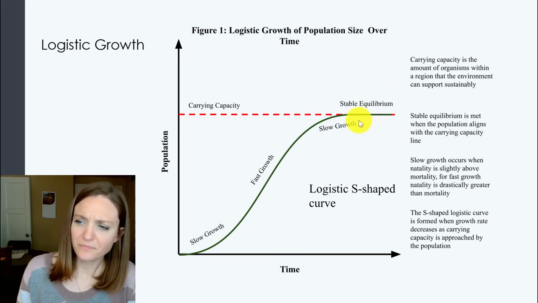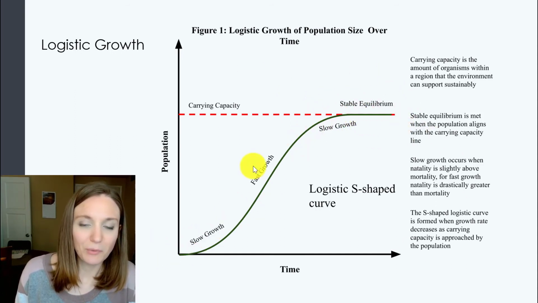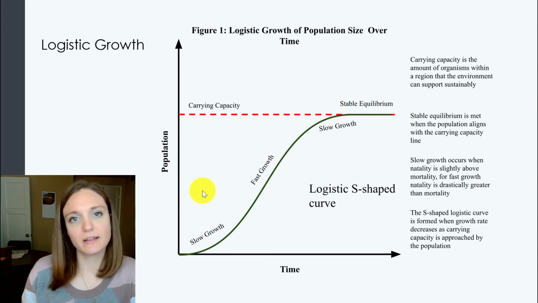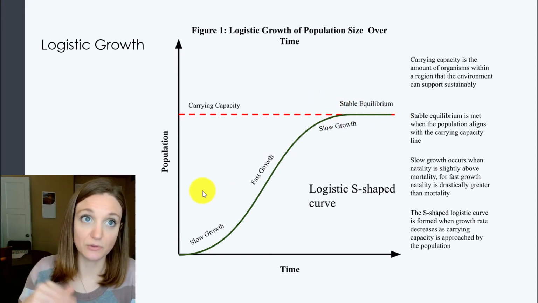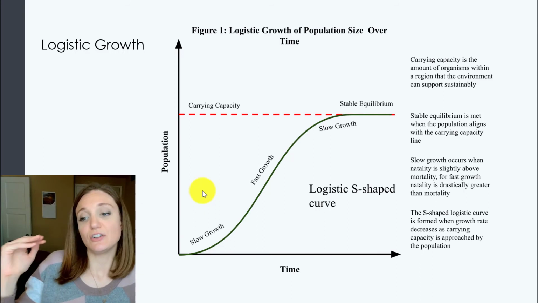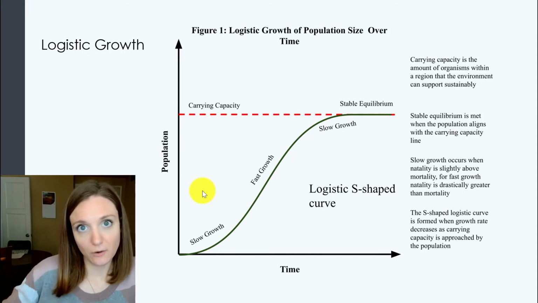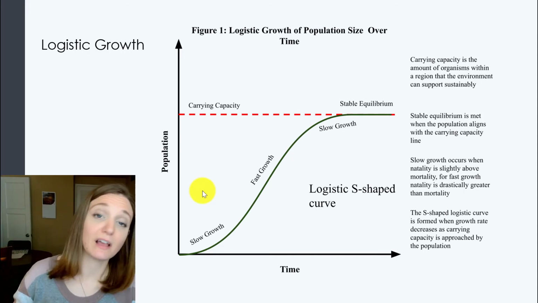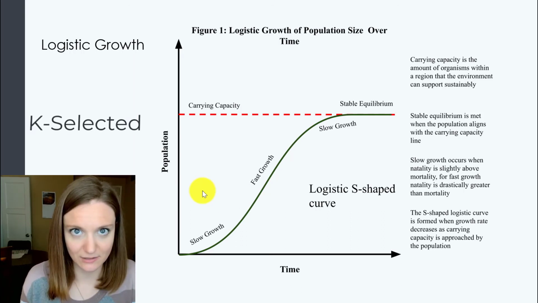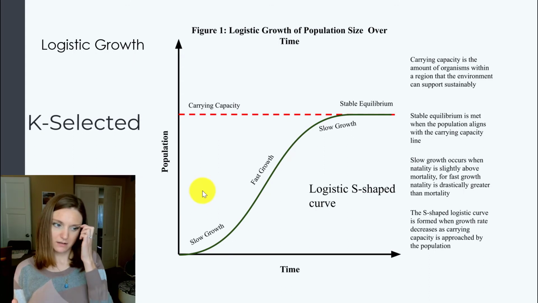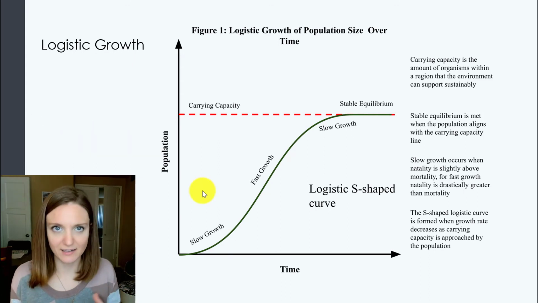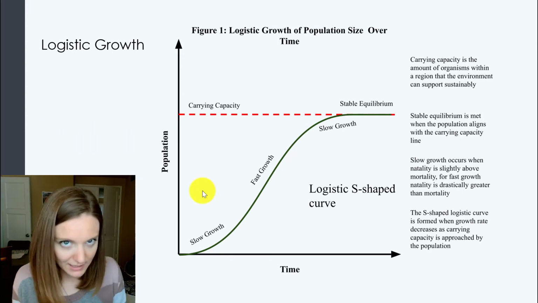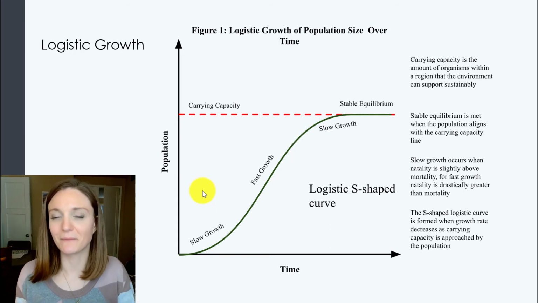Okay. So this is what we call an S-shaped curve or logistic growth curve. And tying this into another concept, organisms that present with a logistic growth curve tend to be what we call K-selected organisms. You're like, wait, did we just use that letter K to talk about carrying capacity? Yeah, that's not a random thing.